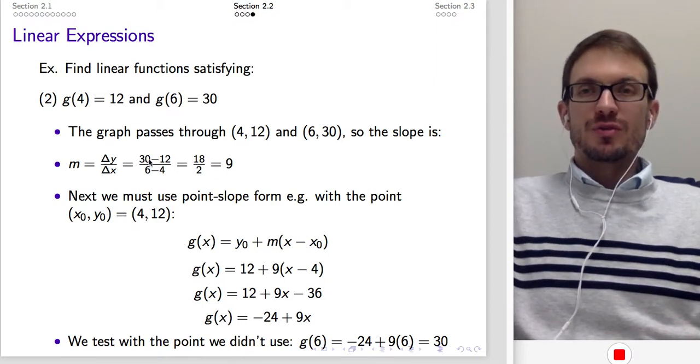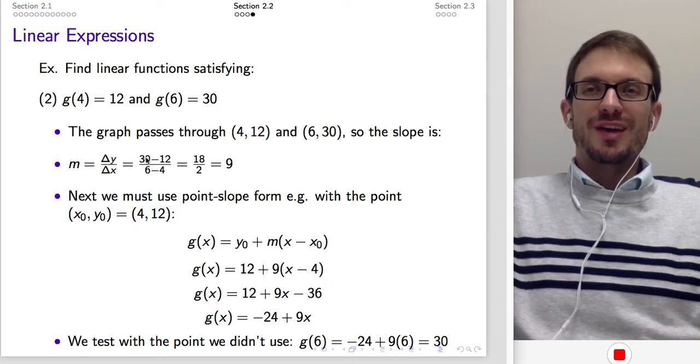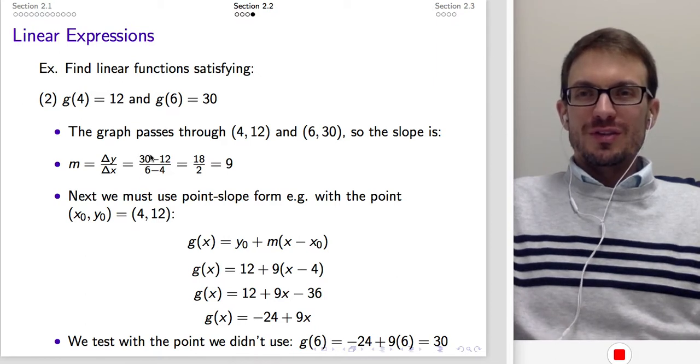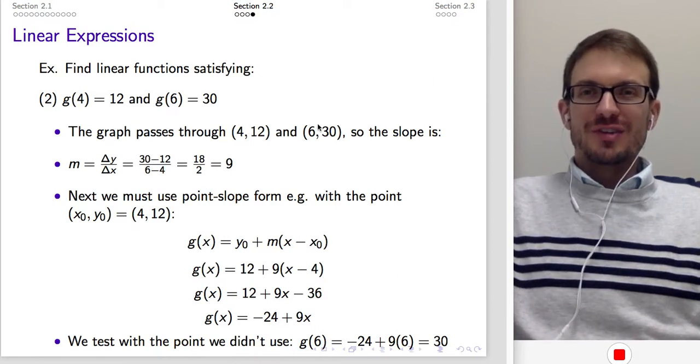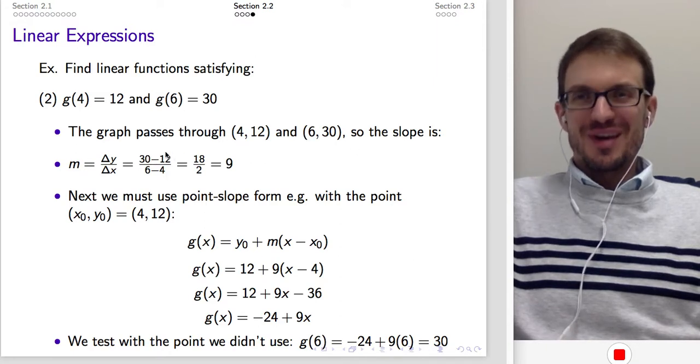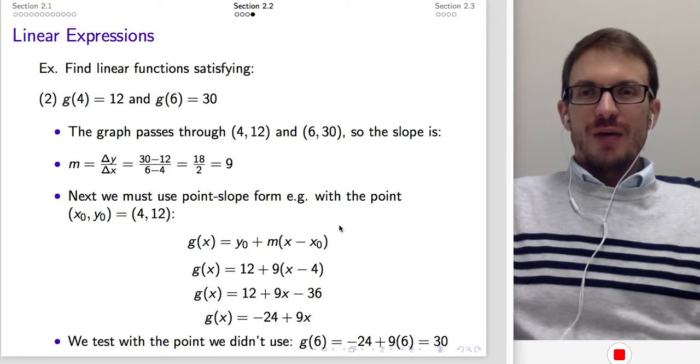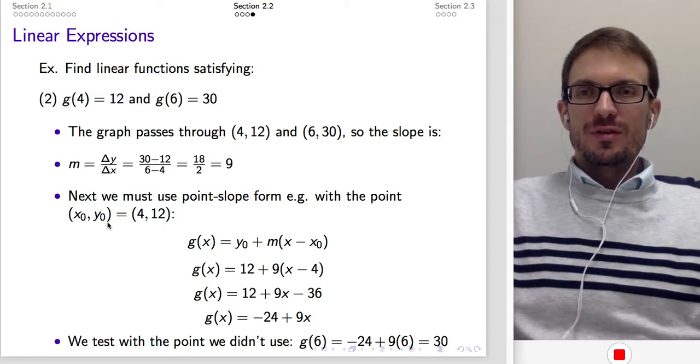Right? So it doesn't matter which one is point 1 and point 2. What matters is that you keep the points together. So these 2 points, this y and this x, come from this point. This y and this x come from this point. That's what's important. Okay, so now we can use point slope form with this particular point.